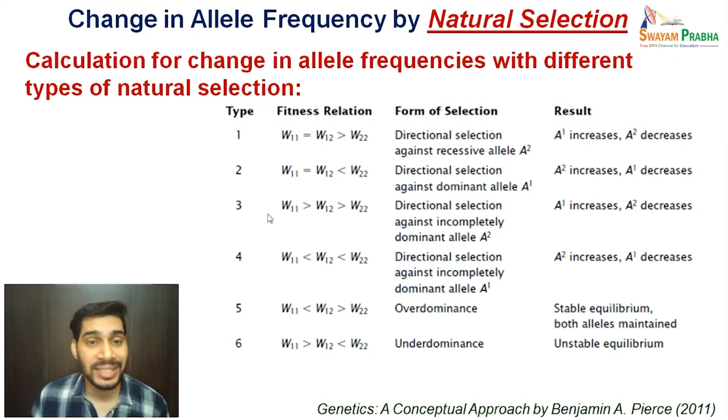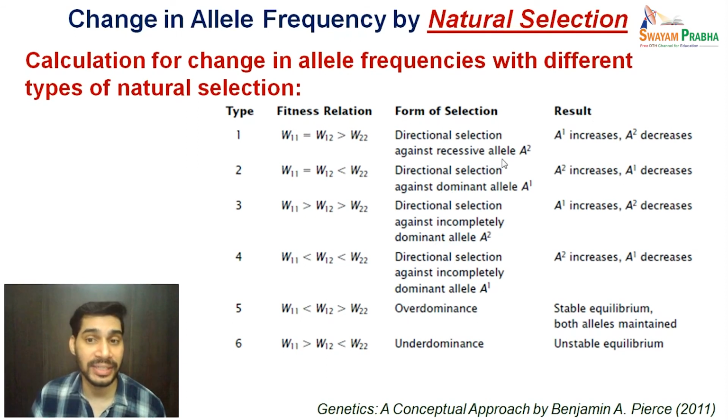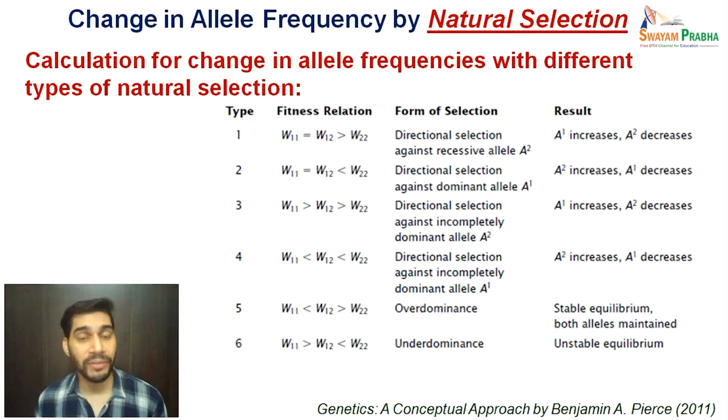Here you can see six types of natural selection showing the fitness relationship and the forms of selection, whether it is directional selection against recessive allele, directional selection against dominant allele, directional selection against incompletely dominant, and so on. And you can predict the results. In case of directional selection against recessive allele A2, A1 increases and A2 decreases. Directional selection against dominant allele A1, A2 will increase and A1 will decrease. So these are the predicted results depending on the type of selection, which in turn depends on the fitness relationship.